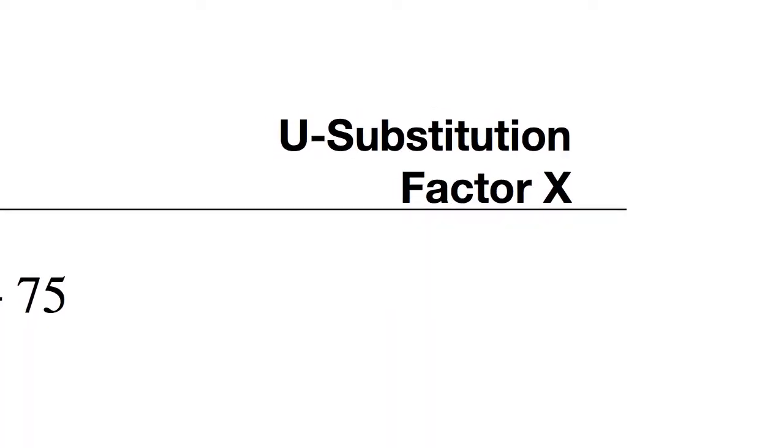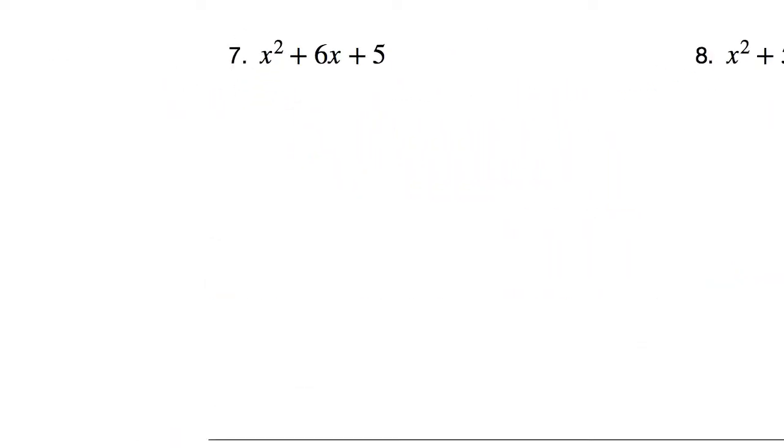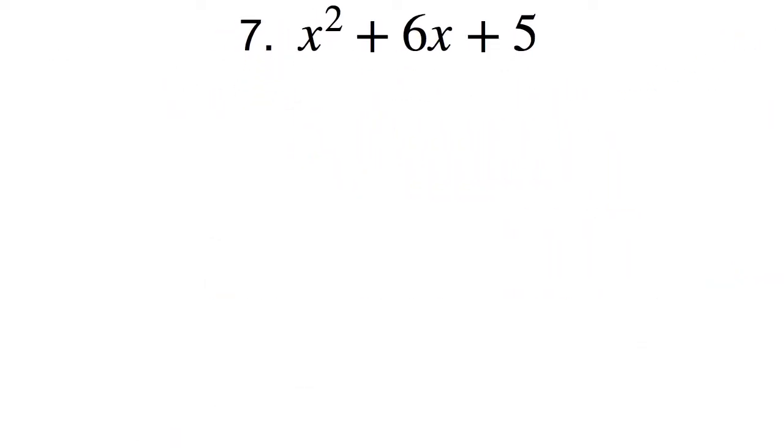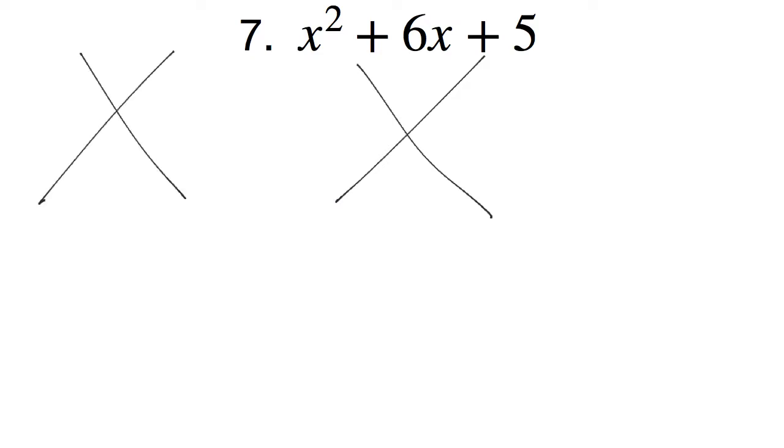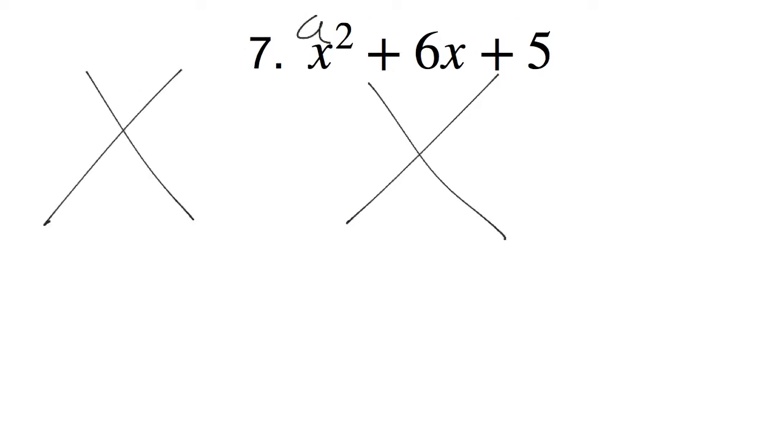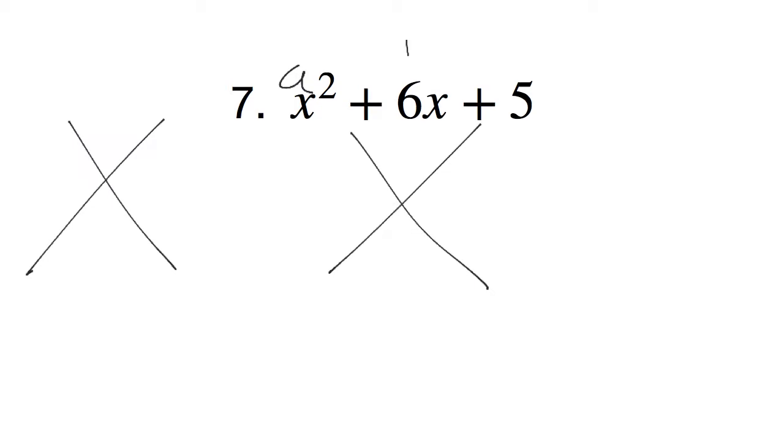Alright, let me show you how to use a factor x. There's lots of ways that teachers use to factor these trinomials, but I think the best way that I've seen is to use a factor x. Every trinomial has an a term, a b term, and a c term. Here c is equal to 5, b is equal to 6, and a is equal to 1, because there's always an imaginary 1 in front of every term.